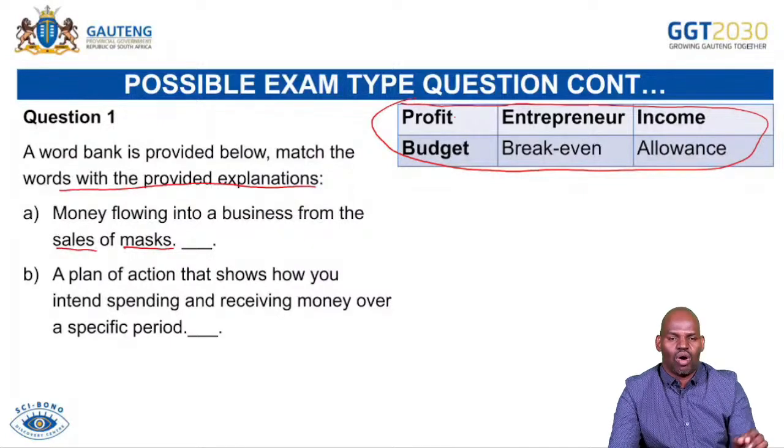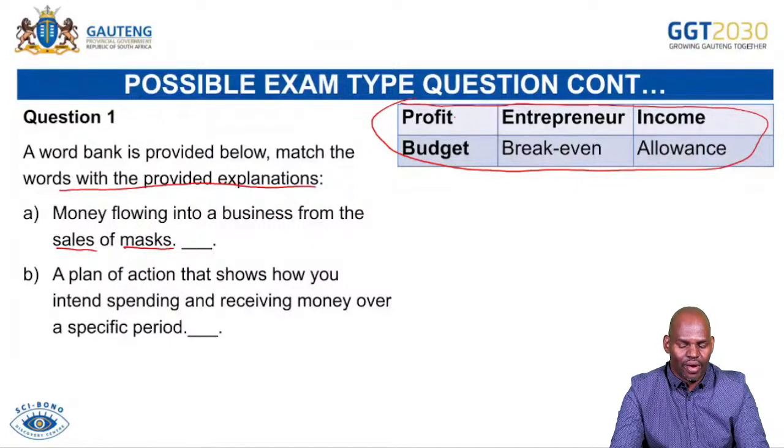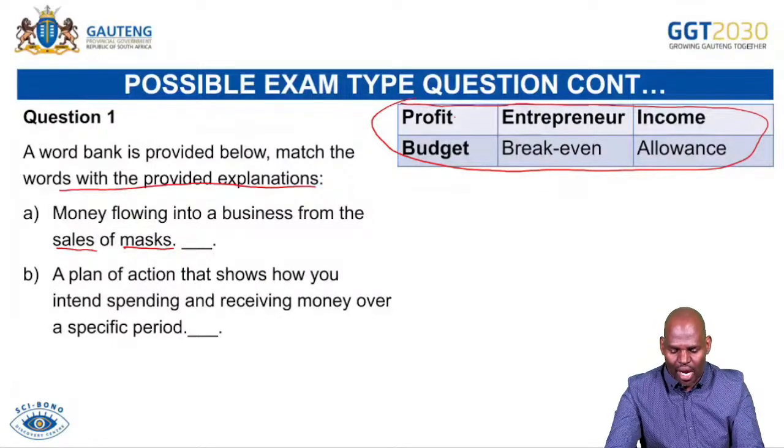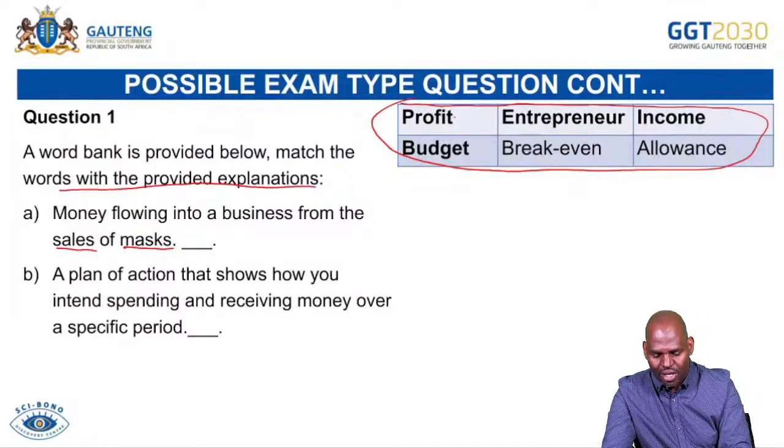So sales, obviously, it's from selling. If you sell items, you expect to get an income. So definitely, income is the correct word there.